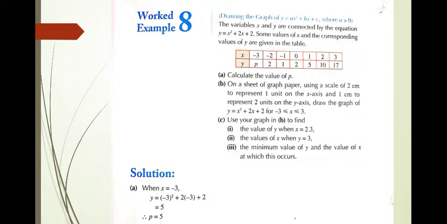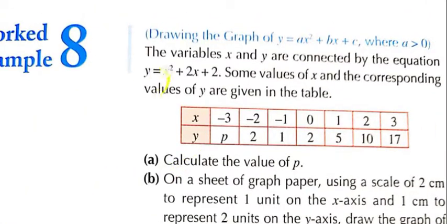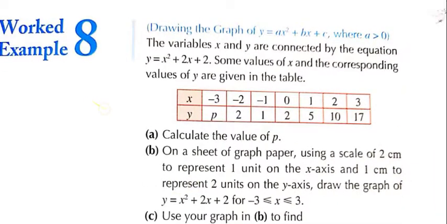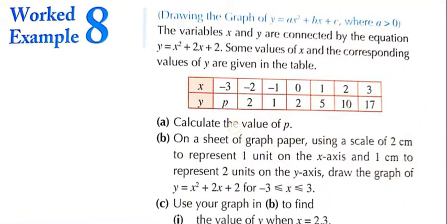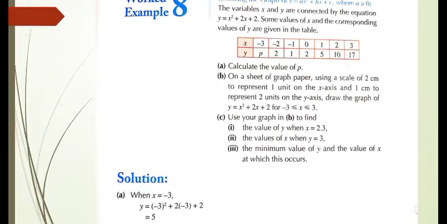The variables x and y are connected by this equation. Some values of x and the corresponding values of y are given in the table. Basically, you substitute x with this value and solve it, and these are the answers that you will find for y. Now calculate the value of p. All are given except this one. They want you to try to find it yourself.